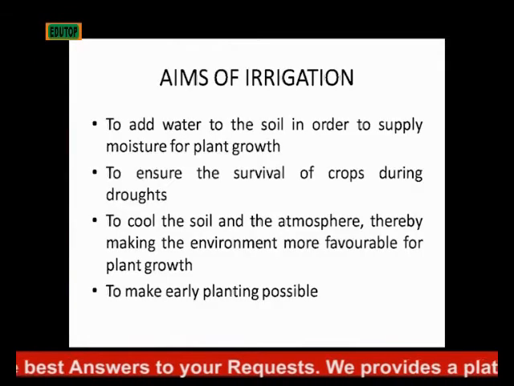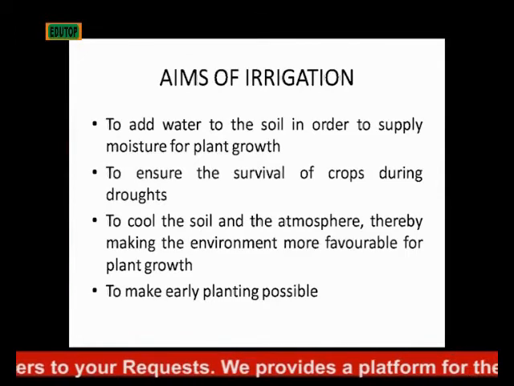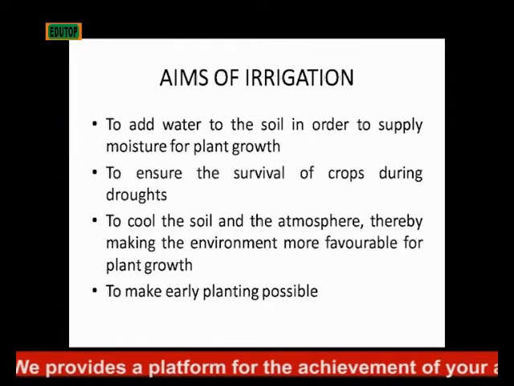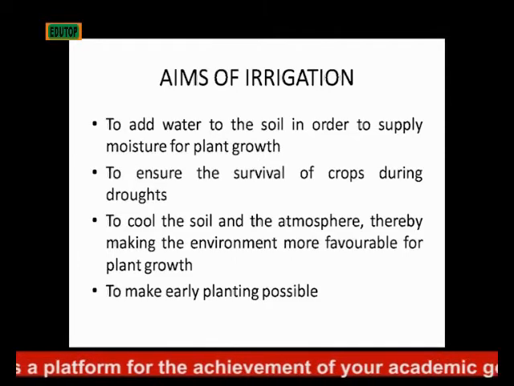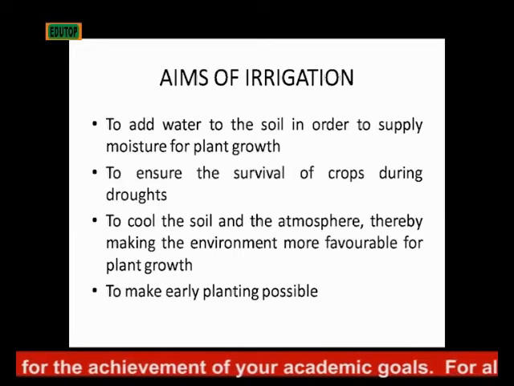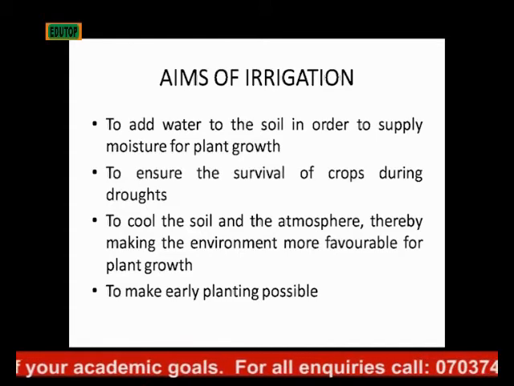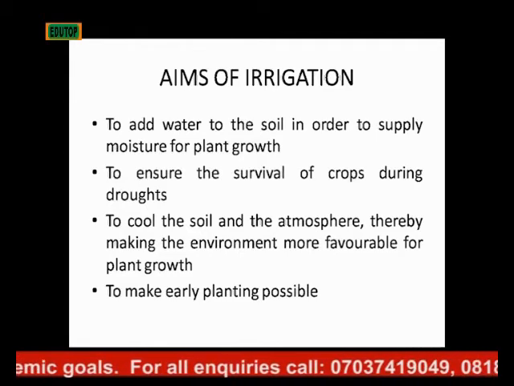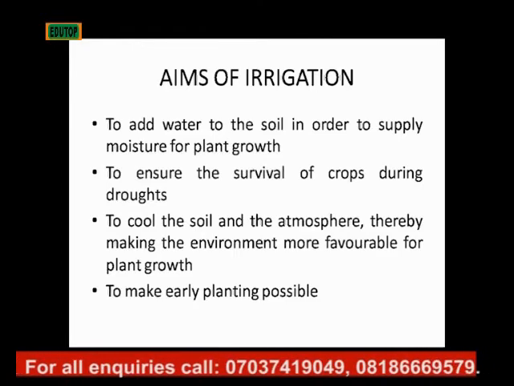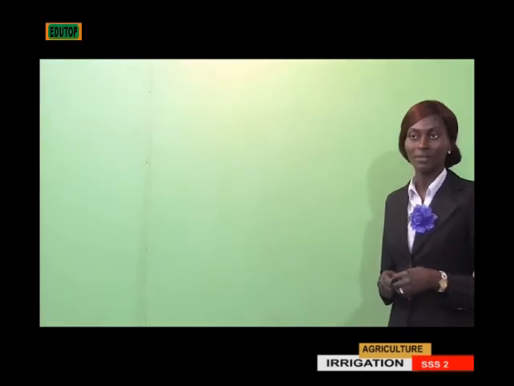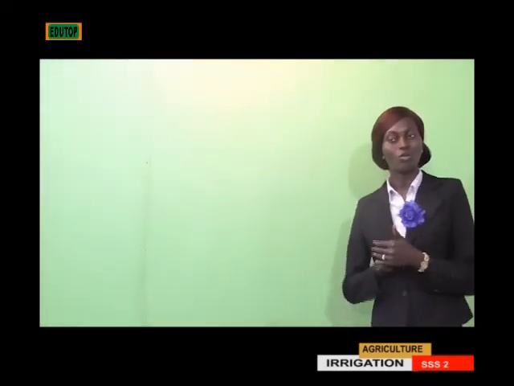Then the aims of irrigation, I've said earlier, it is to add water to the soil so that there will be moisture for plant growth. Then irrigation ensures the survival of crops during droughts when there is no rain. When we are not in rainy season, irrigation makes sure that the plants are still smiling with water. Then irrigation cools the soil and the atmosphere, thereby making the environment more favorable for the growth of plants. Irrigation also makes early planting possible.